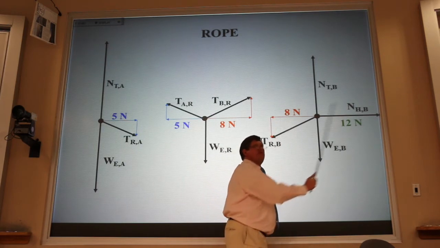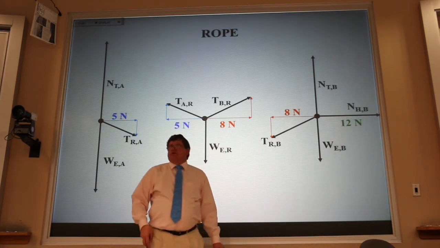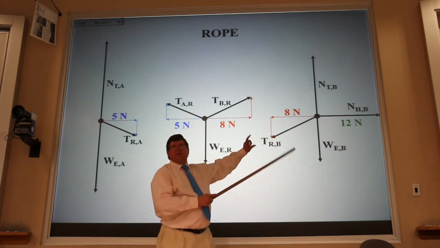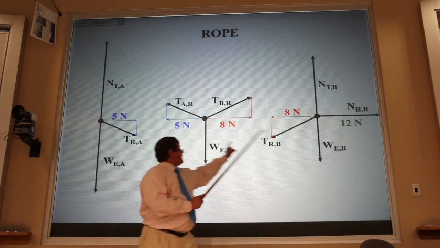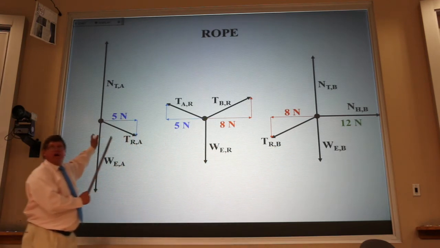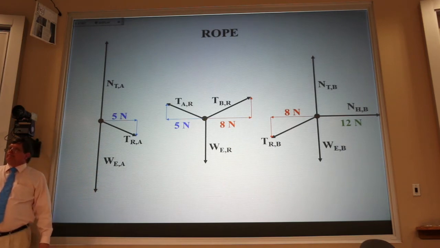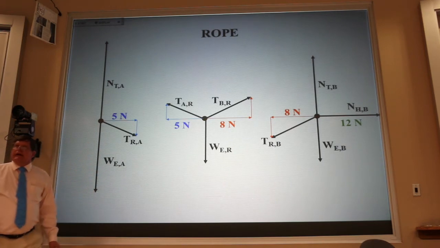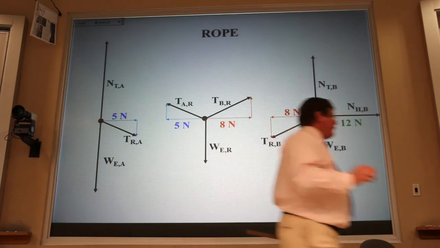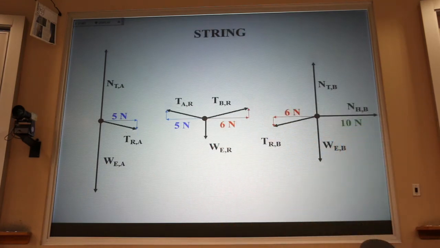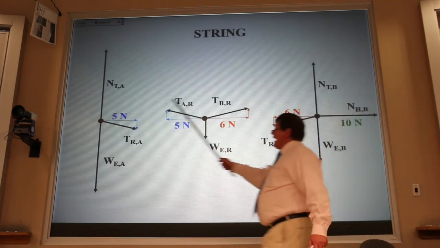That's a net of 4 to the right. That means B, in my example here, has a bigger mass than the rope and a smaller mass than A. Does that make sense?